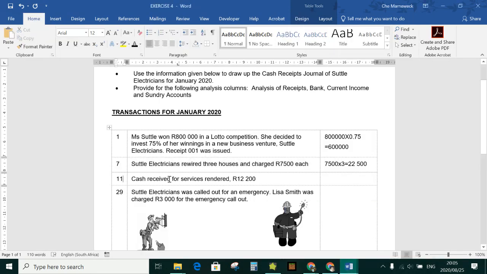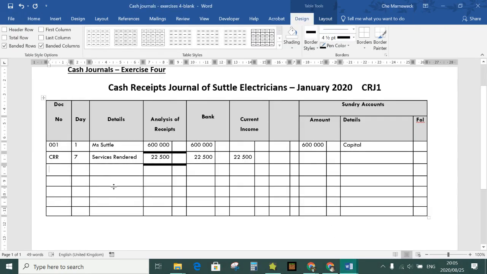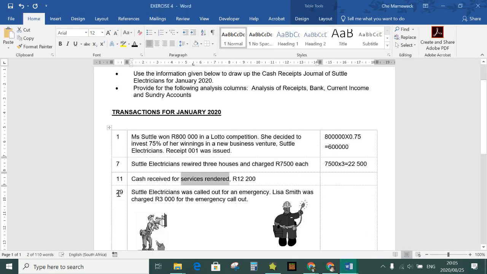Day 11, cash received for services rendered, 12,200. Services rendered is our keyword. It tells us that we've received money by providing a service. So we have a look under doc number. It's going to be CRR. It's happening on day 11. Whenever we provide a service, it's services rendered. How much money did we get? They tell us it was 12,200.